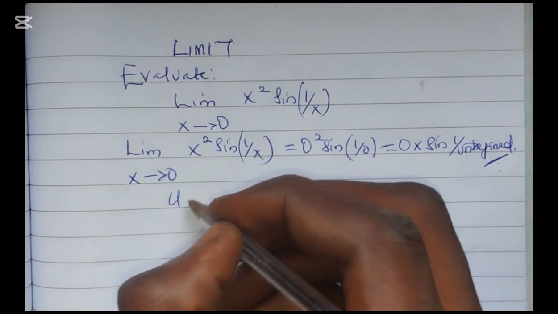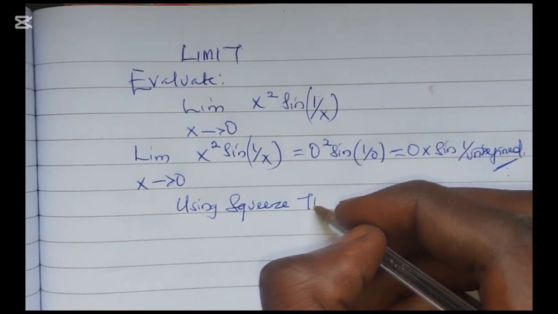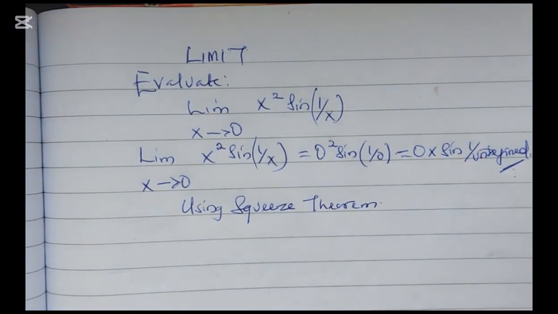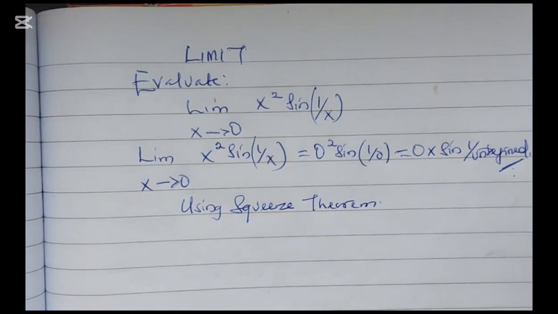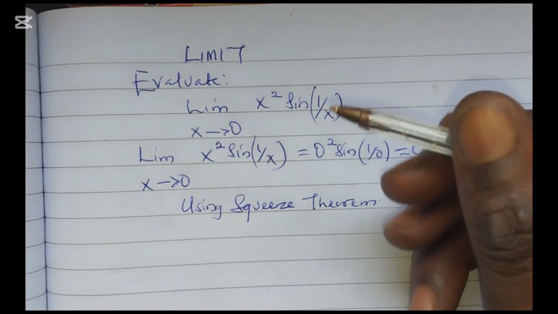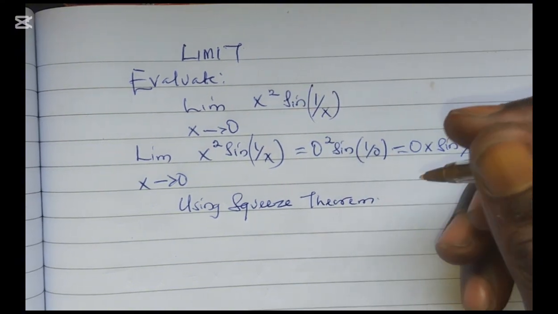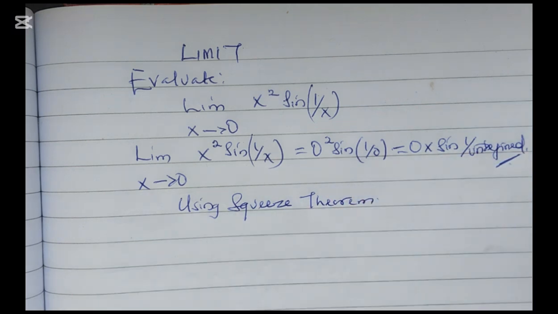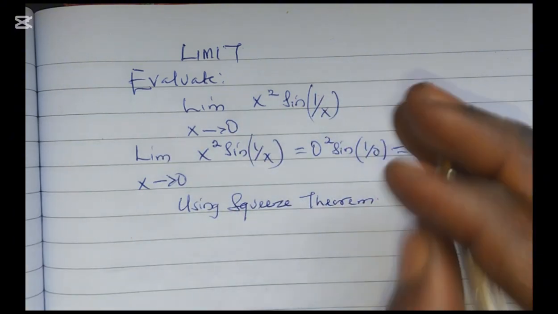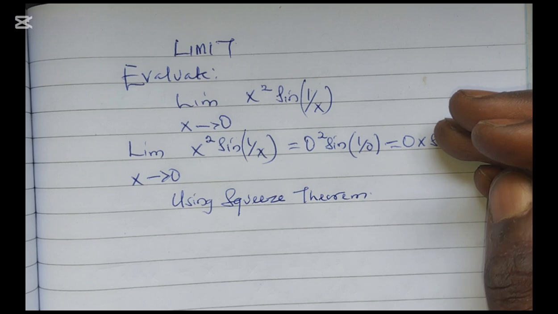So using the Squeeze Theorem, it says that if you have a function and you can put it in between two functions, and the limit of the function on the right exists, the limit of the function on the left also exists, and both are equal to each other, then the limit of the function at the center also exists and is equal to the limit on the left and the right.